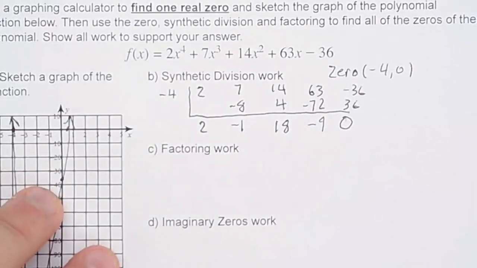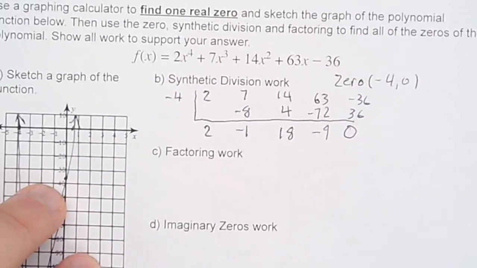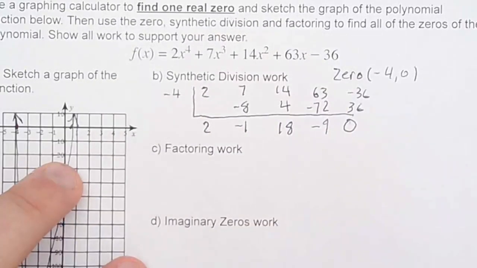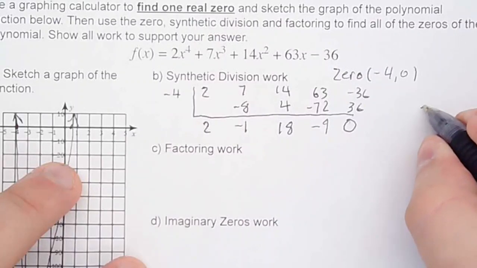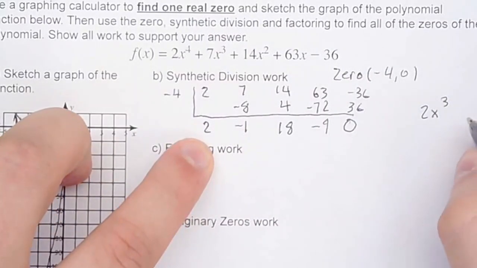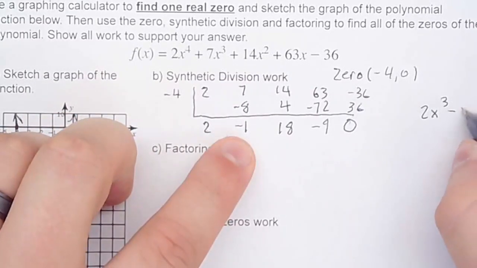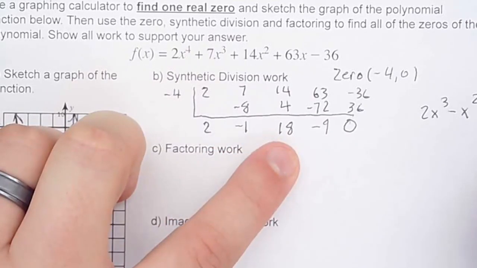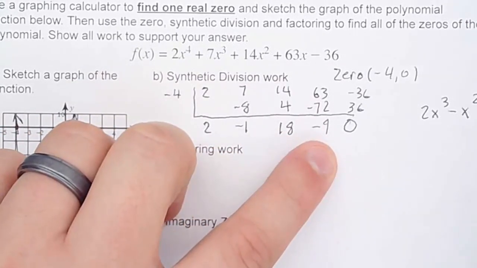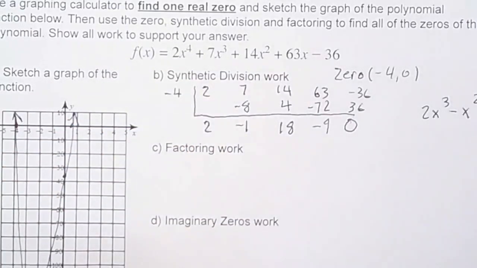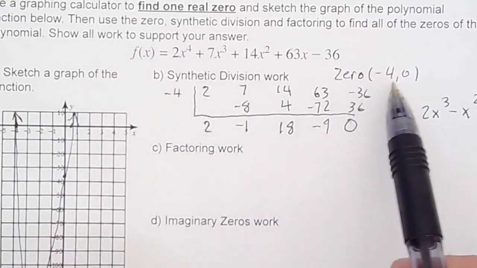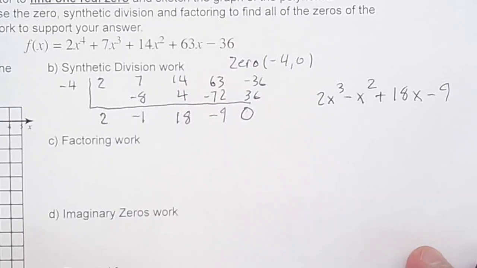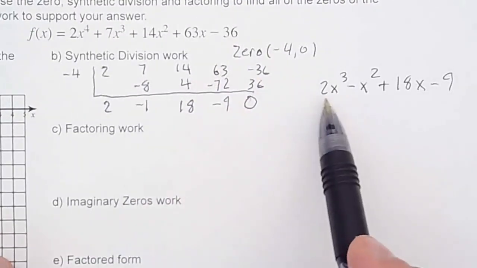So if I factor out this 0, this -4, what I'm left with is 2x cubed minus 1x squared plus 18x minus 9. I've already factored out this 0 of -4. So in part C, oh, sorry, you couldn't see that there. In C, they're asking us to factor this cubic function.